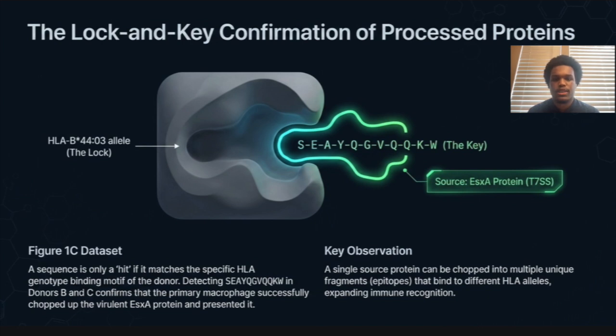Now look at Figure 1c, because it shows the validated hits. For example, the protein ESXA produced the key sequence down below. Go back to the figure, and in the green detected boxes, you can see that this specific peptide was presented by donors B and C. This confirms the macrophage successfully processed the bacterial protein.